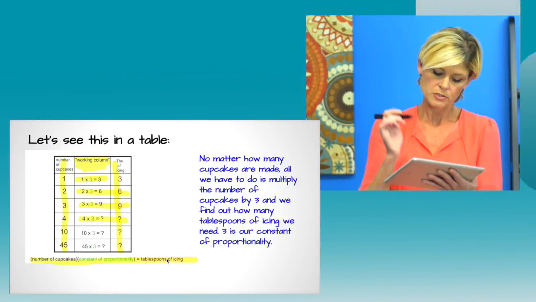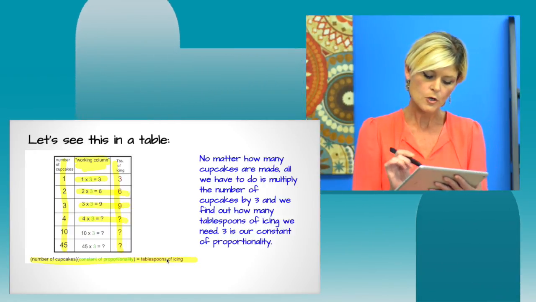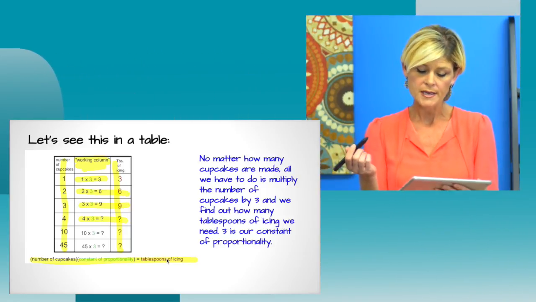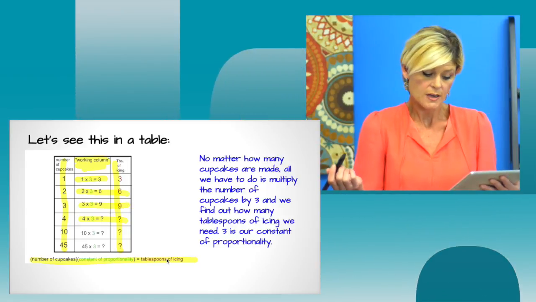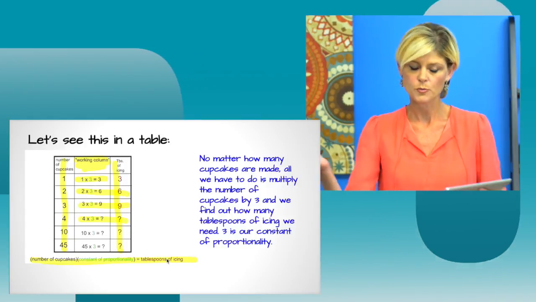4 times 3, question mark. 10 times 3, question mark. And 45 times 3, question mark. So you would fill those in. No matter how many cupcakes are made, all we have to do is multiply the number of cupcakes by 3, and we can find out how many tablespoons of icing we need, because we know that 3 is our constant of proportionality.